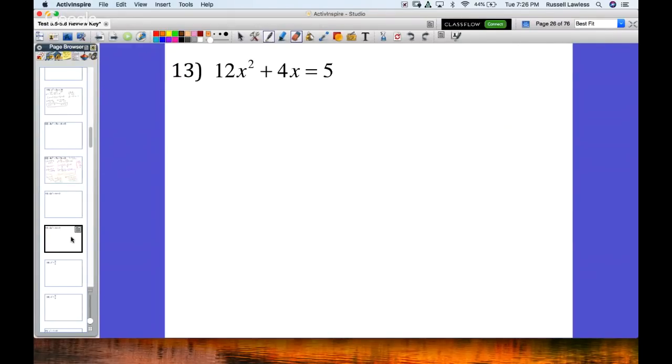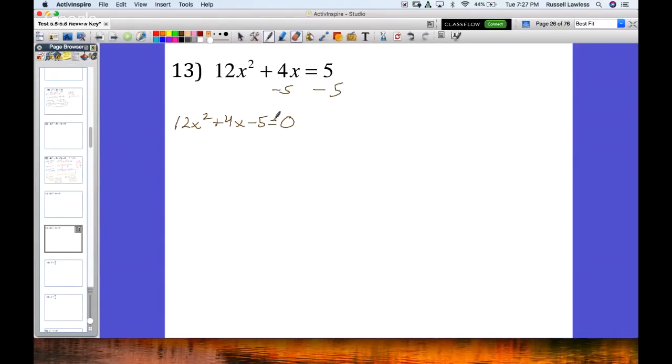So let's take a look at another one here. If I'm looking at another one, 13, 12x squared plus 4x is equal to 5. Thing is, I want to get that little equation there equal to 0, because we can't solve it unless the equation is equal to 0. So how do we get it equal to 0? We move that 5 over by subtracting. So then that's going to give us 12x squared plus 4x minus 5 is equal to 0.